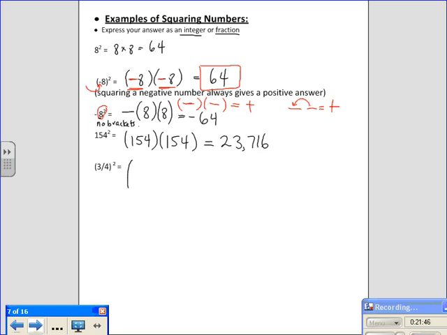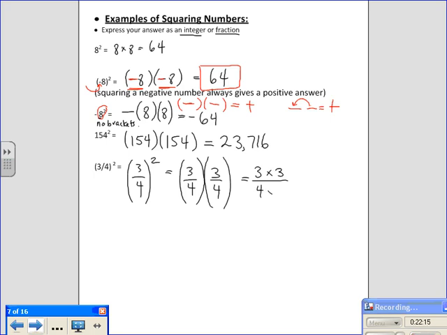Here, the bottom one is a fraction. Let me rewrite it like this. This is 3 over 4 in brackets, all squared. So it's telling me to use the fraction 3/4 in a multiplication twice. In other words, 3/4 multiplied by itself. So I'm multiplying fractions. This is the same as 3 squared over 4 squared, or 3 times 3 over 4 times 4.